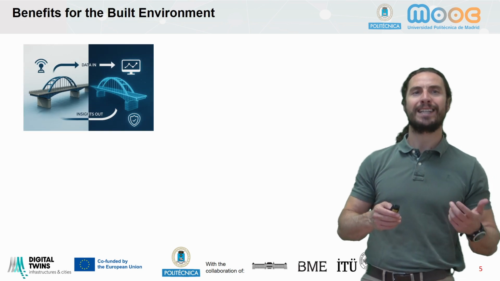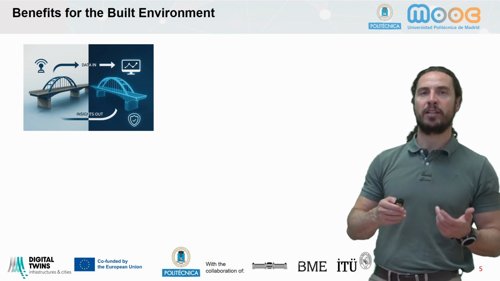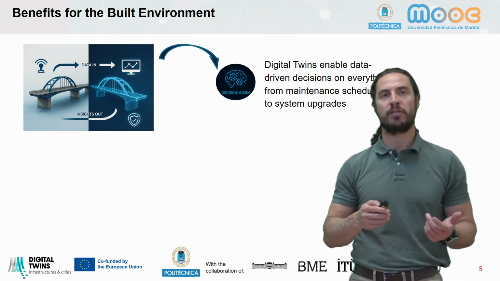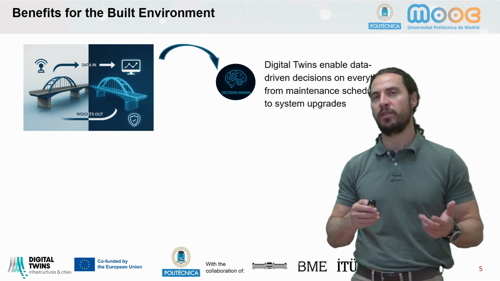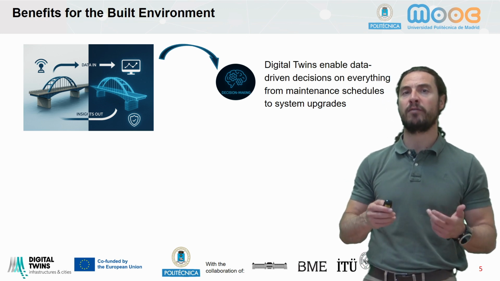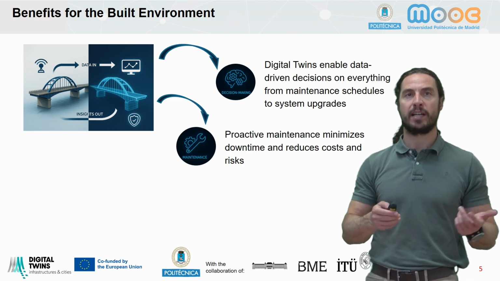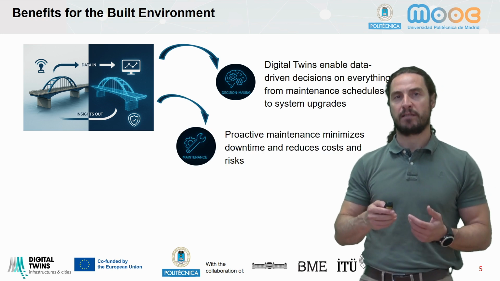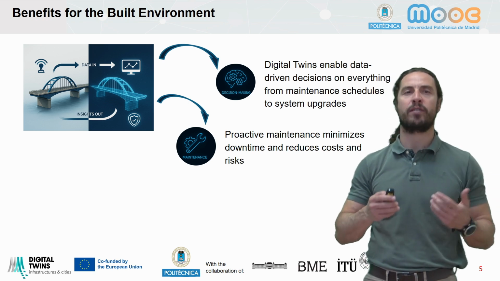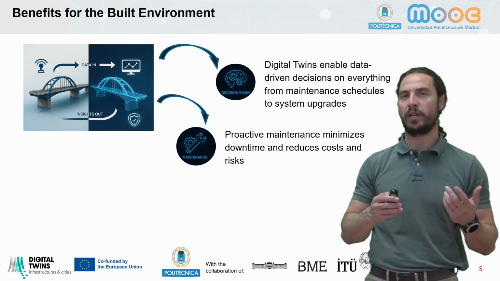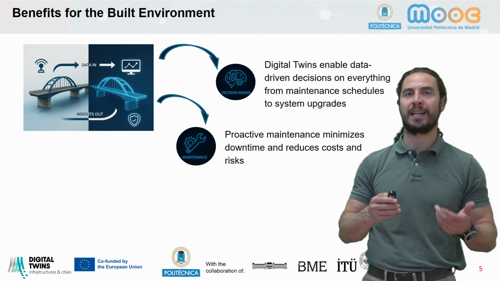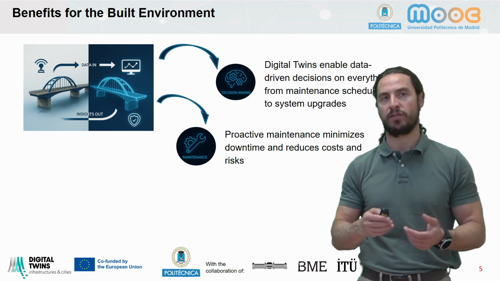So, what are the key benefits of adopting a digital twin in the built environment? First, enhanced decision-making. Having an accurate real-time view of an asset allows engineers and managers to make data-based decisions instead of relying on assumptions. Second, predictive maintenance. Rather than waiting for a component to fail, the digital twin can alert the operator when a threshold is reached, for example, when the vibration of a bearing exceeds a safe limit. This might help to reduce downtime and extend the lifespan of critical infrastructure.